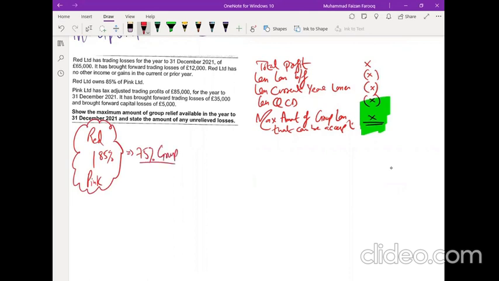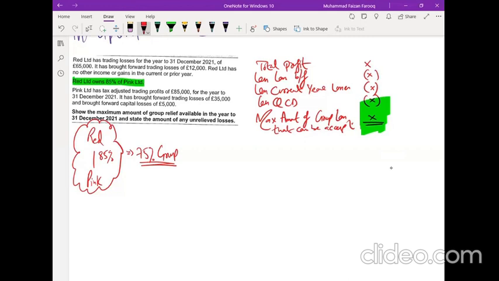Show the maximum amount of group relief available in the year to 31st December 2021 and state the amount of any unrelieved losses. Okay, we have to calculate for both. First of all, we identify whether they are a group or not. You read this line that 85% means it's a 75% group, right?